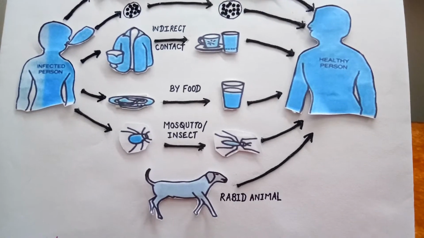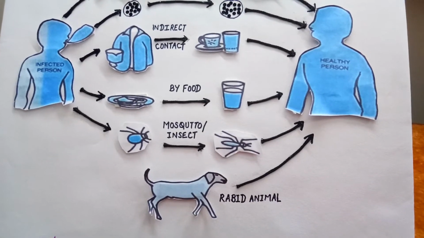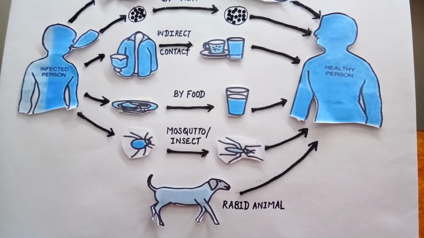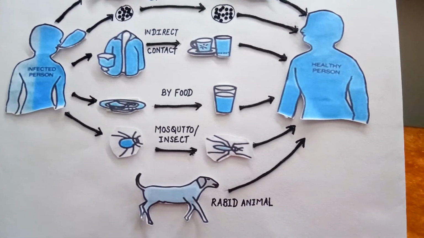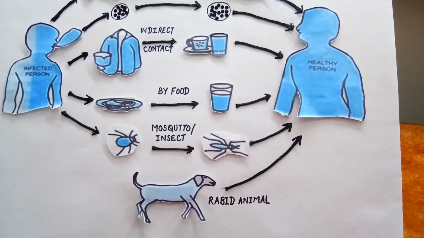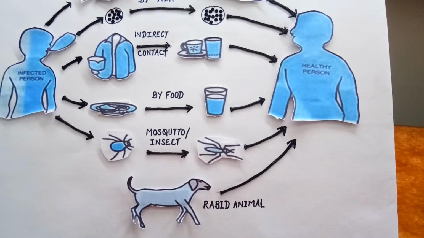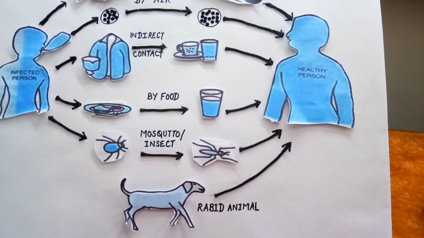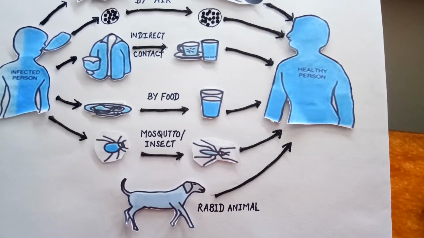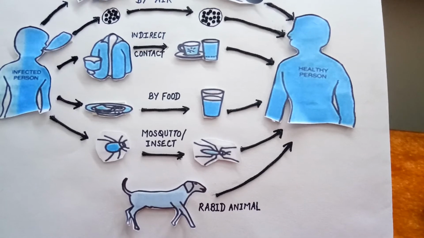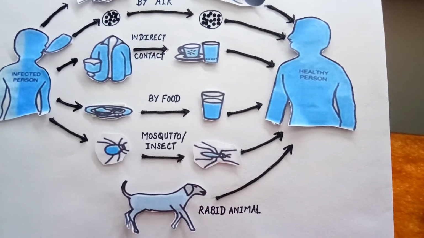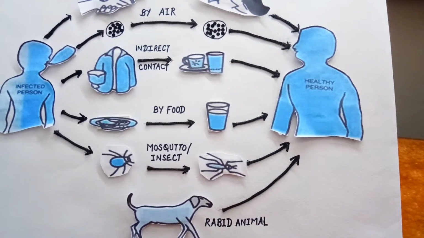Then there is the case of rabid animals. This is another means of transmission of these communicable diseases, and a very good example of this is the disease which we know as rabies. In this particular case, the animal which is transferring the pathogen is a dog, or maybe a monkey sometimes. So the disease gets transmitted by these animals, which are known as rabid animals.